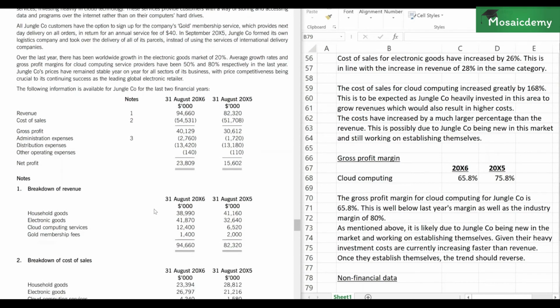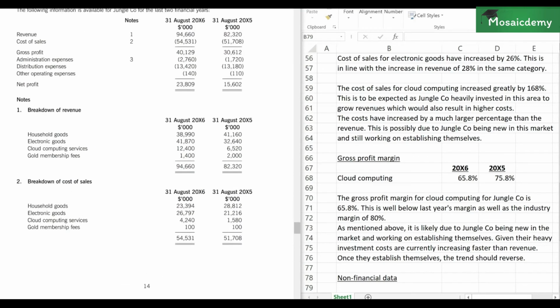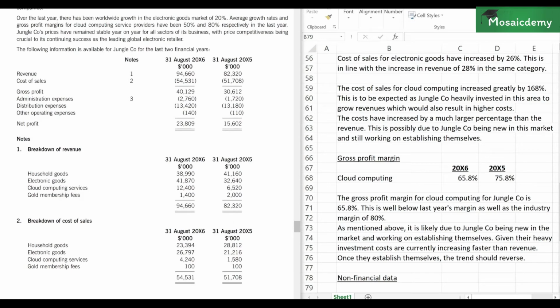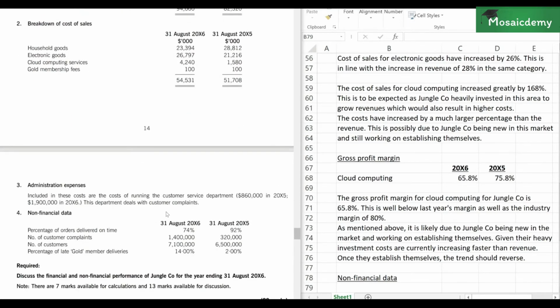Administrative expenses have increased from 1720 to 2760, and we've already seen a note for them where it says included in these costs are the costs of running the customer service department, which has increased from 860,000 to 1.9 million, right? So a 1 million increase due to the customer service department, which handles customer complaints, and this, as we can see, is almost a 1 million increase, right? So that's the reason for it. And why has it increased? Well, they're dealing with customer complaints. Customer complaints have gone massively up, so we can mention that, right?